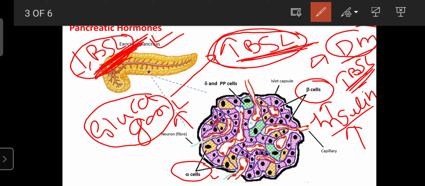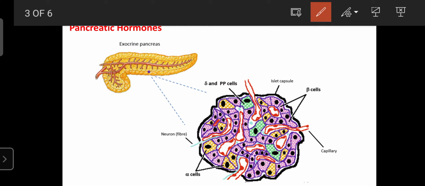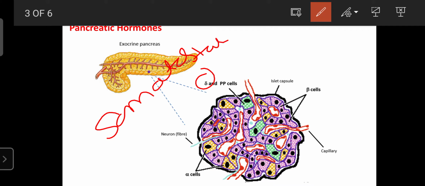Our pancreatic gland, or the islets of Langerhans, also consists of another cell known as the delta cell. So dear students, this delta cell is mainly involved in the secretion of somatostatin. Already you know that somatostatin is also considered the anti-growth hormone. It can inhibit the growth.